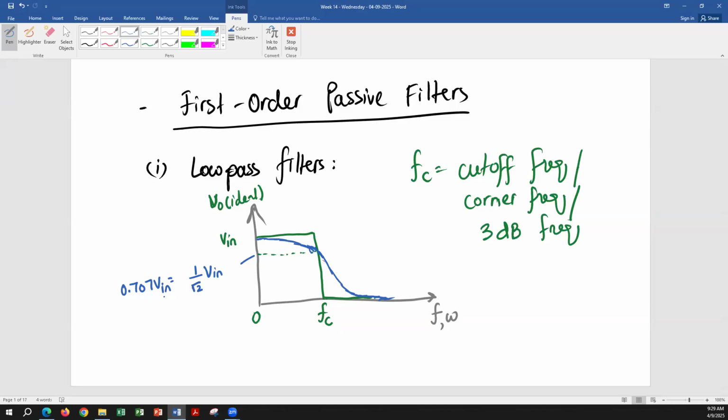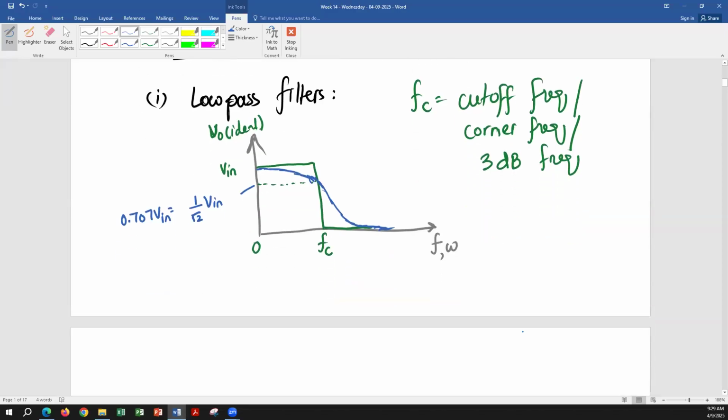So remember this definition, because you are going to be asked what the cutoff frequency is, and anytime somebody asks you, that's going to be your answer: for any filter, the frequency at which the output goes down to 70.7% of its peak value is called the cutoff frequency.